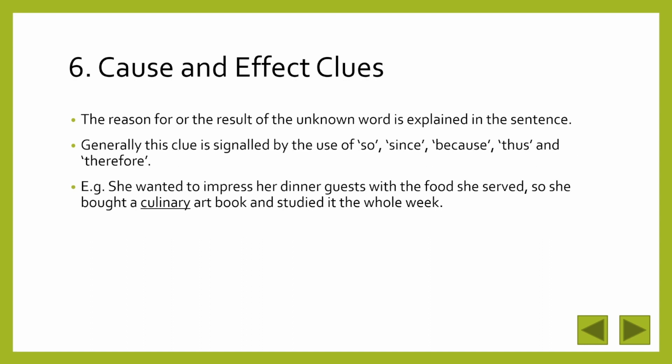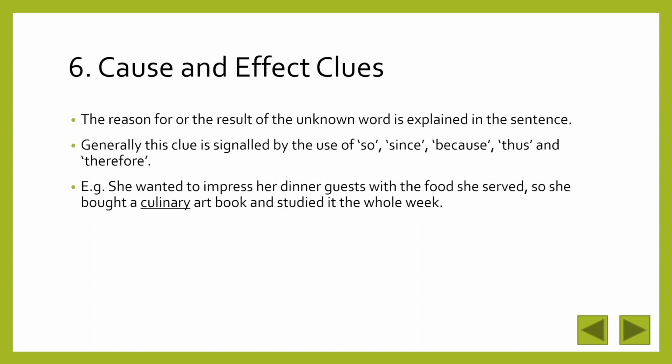Cause and effect clues. The reason for or the result of the unknown word is explained in the sentence. The signals used here are so, since, because, thus, and therefore. They talk about the cause, then they use so for the effect. They use since for the effect. Because, effect. Thus, effect. Cause, signal, effect. That is how they use it.